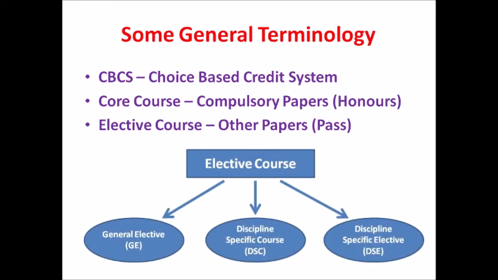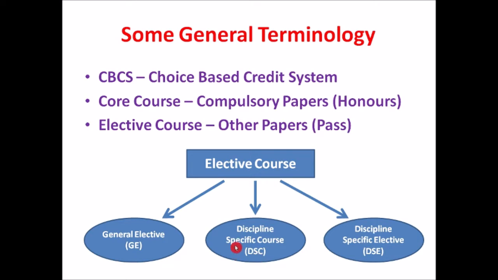Now, the elective course can be of 3 types. The first one is general elective, or GE, and these are the pass papers of the honors students. That means if physics is your honors paper, then the other papers such as chemistry and mathematics will be your general elective or GE papers. The second type is the discipline specific course, or DSC. These are the papers of the pass students. If you have not chosen any honors paper, then your papers will be DSC papers.